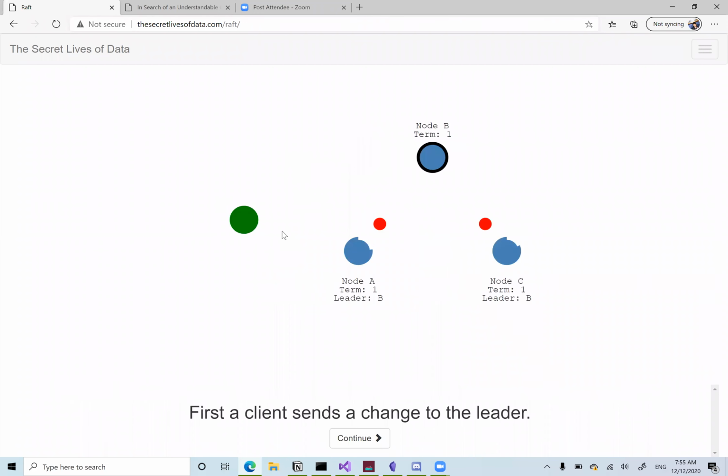So first a client sends a change to the leader, right? So it will say set 5. The change is appended to the leader's log.